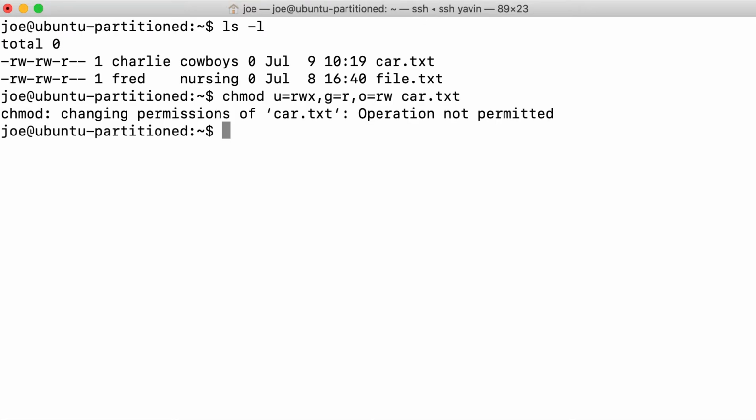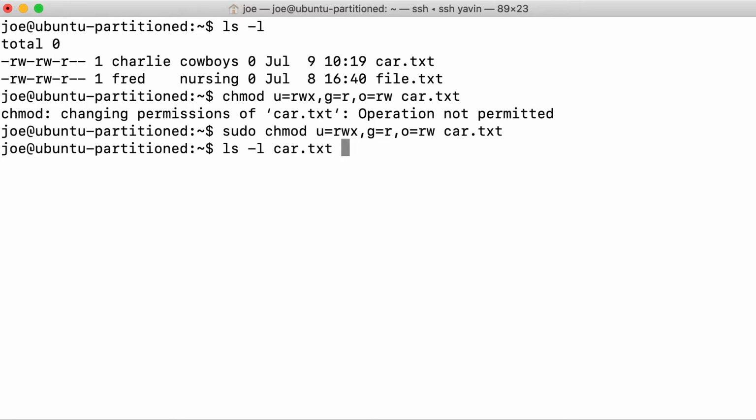Well, why couldn't I do it? Because actually I don't have permissions to do that. I'm not Charlie. I'm logged in as Joe right now. I'm not a member of the Cowboys group, or at least the Cowboys group doesn't have permissions to change the permissions. But Joe is a sudo user, so he'll override everything. But the important part is I want to show you how to use the chmod command.